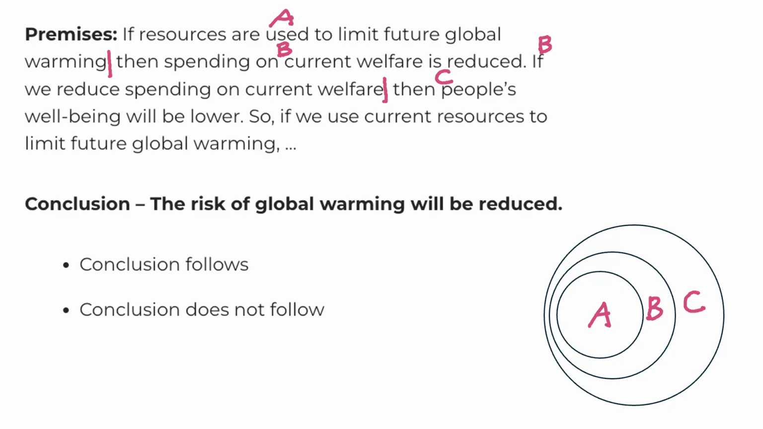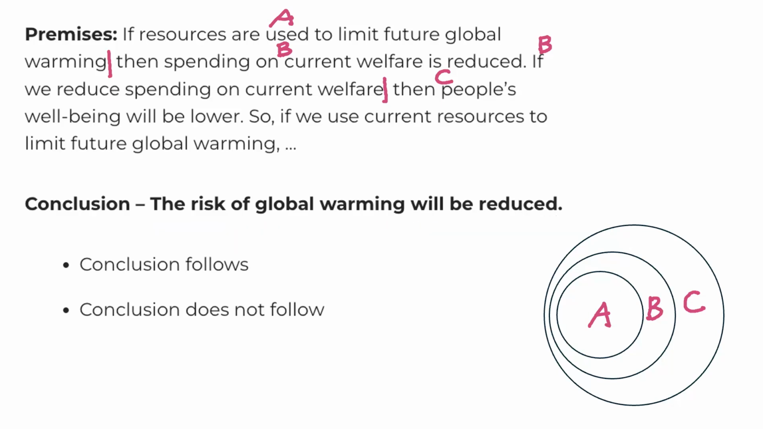But the conclusion is actually a bit different. The conclusion reads, the risk of global warming will be reduced. So does this conclusion logically follow? Let's read the end of the text. So, if we use current resources to limit future global warming, the risk of global warming will be reduced.